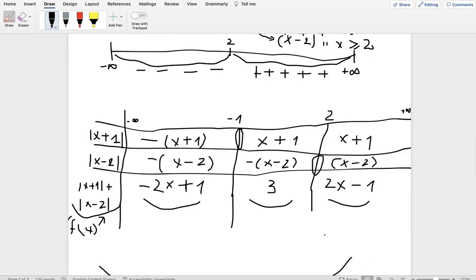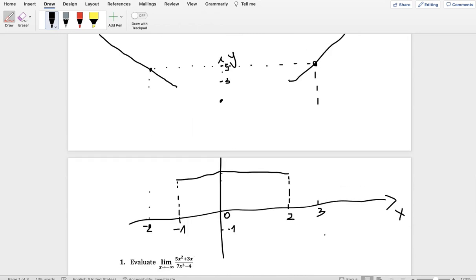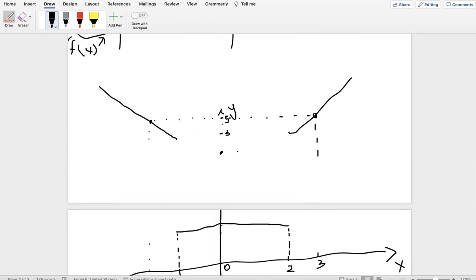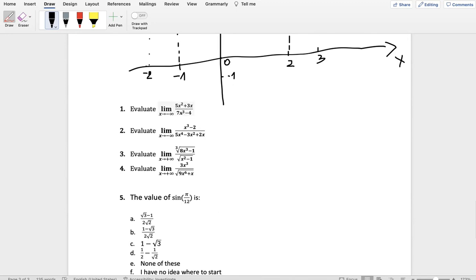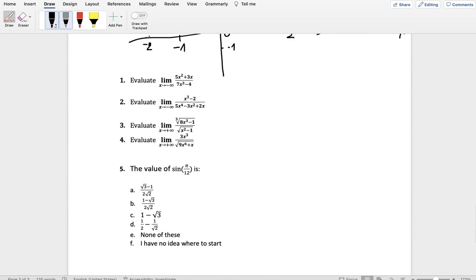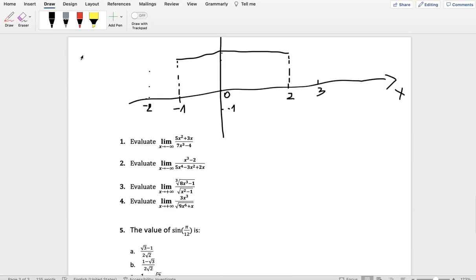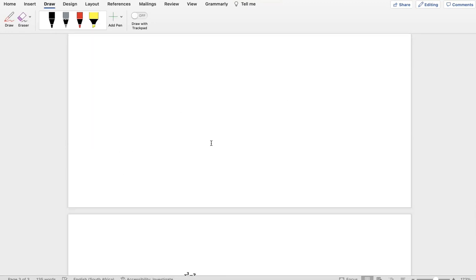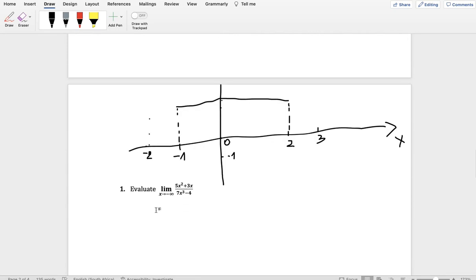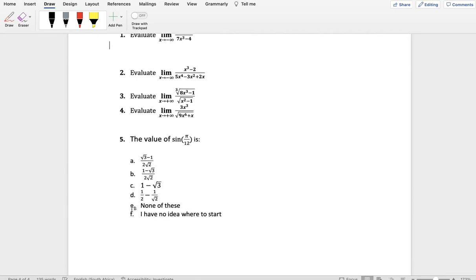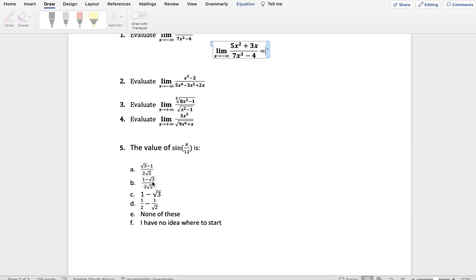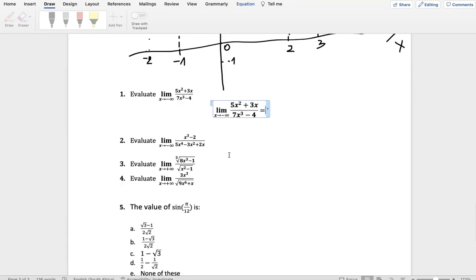Now going to the questions, going to the limits. For these limits questions, we tackled a few yesterday. Let me just do this. So today, we'll just tackle the rest of these.